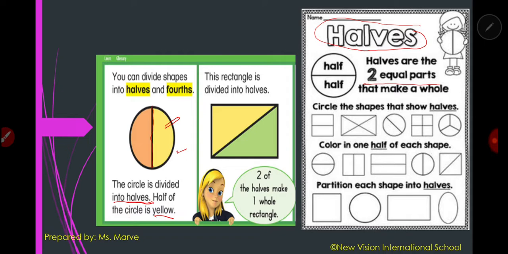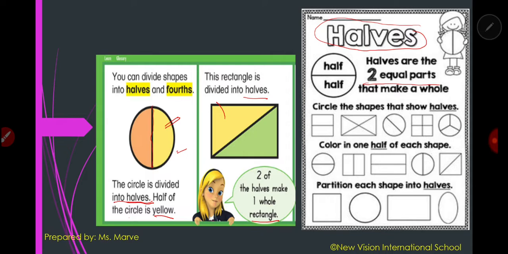Okay. Look at the other example. We have a rectangle here. So this rectangle is divided into halves. Two of the halves make one whole rectangle. Can you tell me the color of the other half? It is yellow.